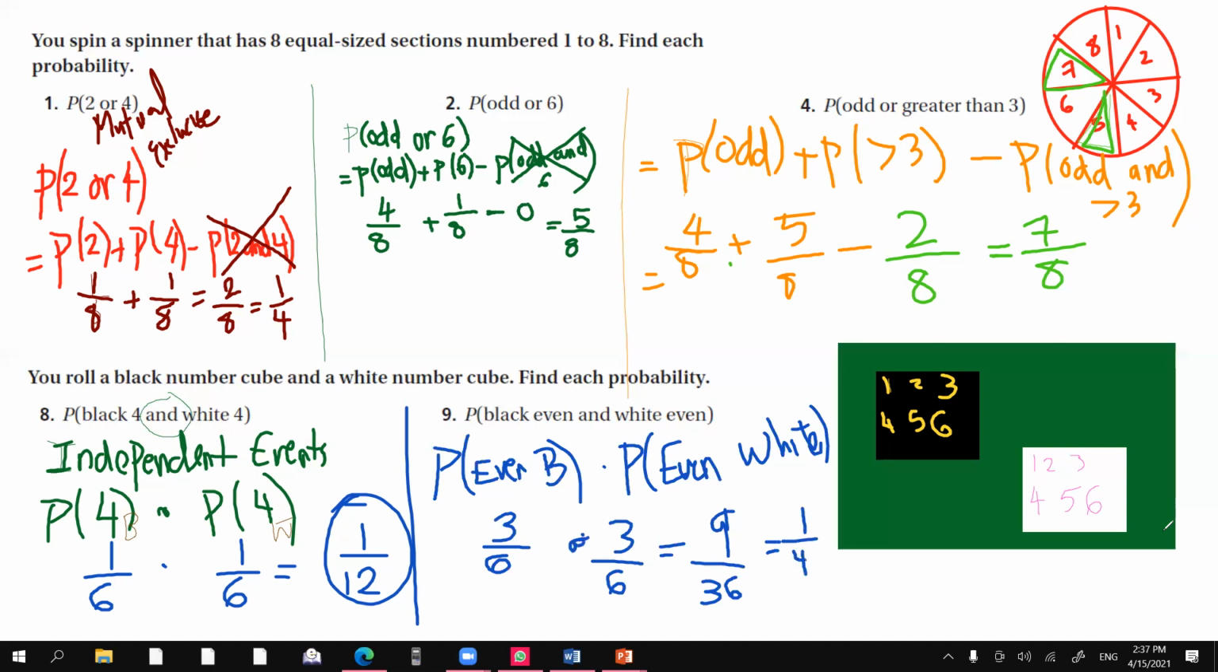Teacher, in the first one it's 12. Yes, it's a mistake. It's supposed to be 36. Oh, sorry. Thank you. This must be multiplied. Is it clear? Yes, teacher. Okay.